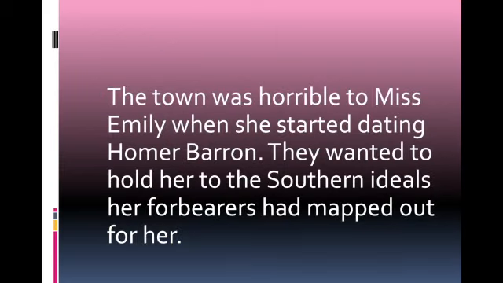Now, the town was horrible to Emily when she started dating Homer Barron. They wanted her to hold on to the southern ideals her forebears had mapped out for her. They felt kind of bad for poor Miss Emily that her father had never let her date any of the boys or any of the gentlemen in her younger years. So when she finally gets a man, Homer Barron, around to date her and take her out onto the town, you would think they'd be pleased. But since he's from the north, and since he's not an upper class society man, he's from the working class, they didn't think he was good enough for Emily. So they wanted to start saying horrible things, not directly to her, but behind her back.